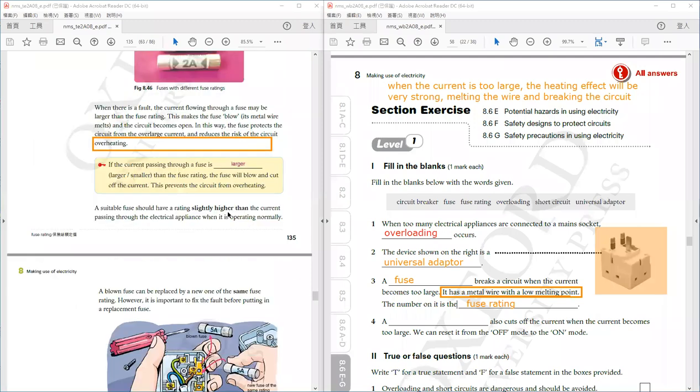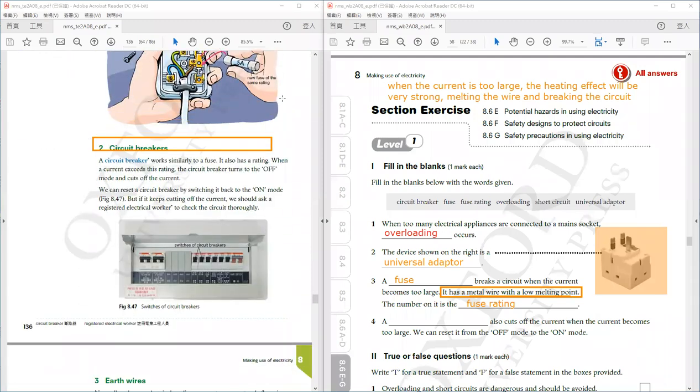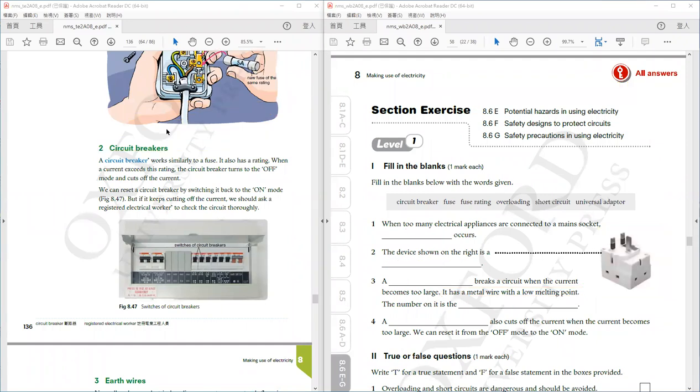So for the next one, we have something that can be reused. For example, this is a circuit breaker. Circuit breaker can break the circuit when the current is too large. But this is reusable. We can turn it to off mode. We can turn it to on mode anytime we want. Okay, we call this the circuit breaker.